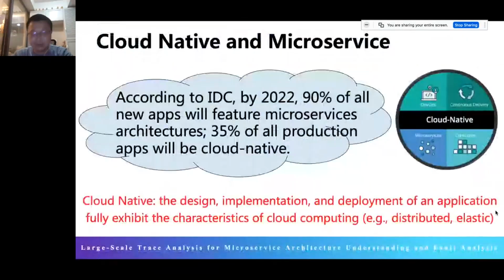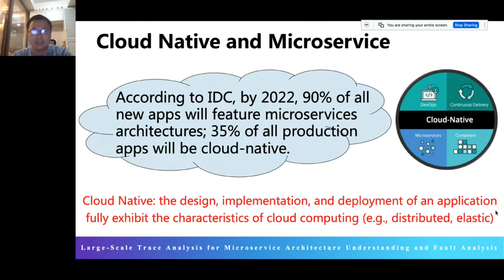We all know now that cloud native has been a new trend for cloud-based software applications. According to IDC, by 2022, 19% of all new applications will feature microservices architecture, and 35% of all production applications will be cloud native. Cloud native, according to my understanding, means that the design, implementation, and the deployment of an application fully exhibit the characteristics of cloud computing, for example, distributed and elastic.